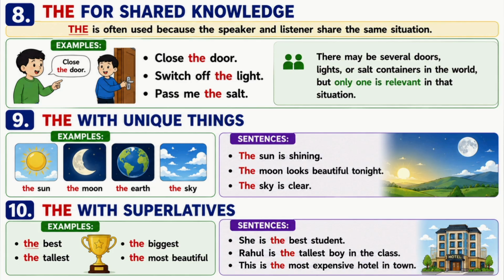Now let's learn the with superlatives. We always use the before superlative adjectives. Examples: the best, the tallest, the biggest, the most beautiful. Sentences: She is the best student. Rahul is the tallest boy in the class. This is the most expensive hotel in town. Whenever you use a superlative, remember to use the before it.